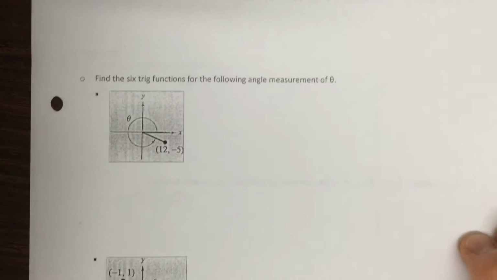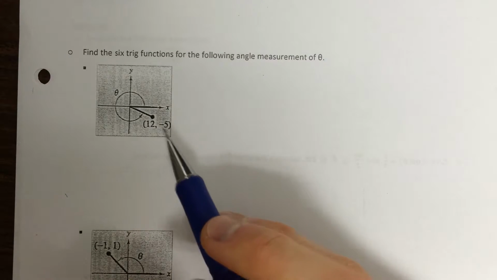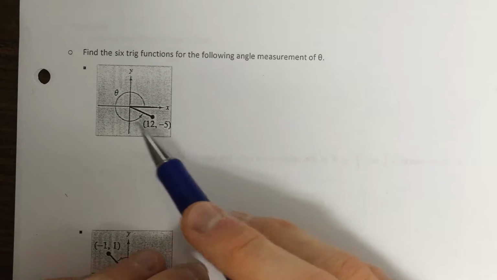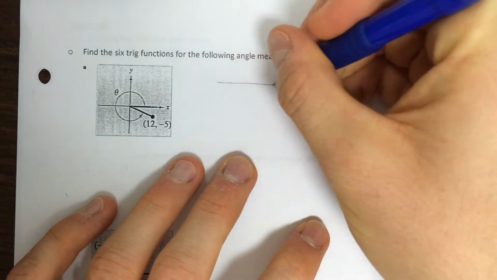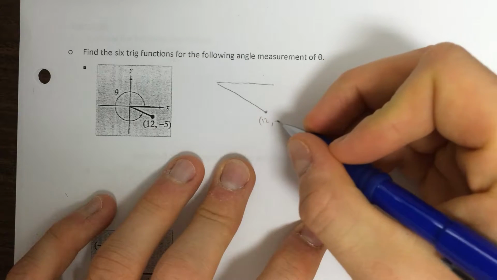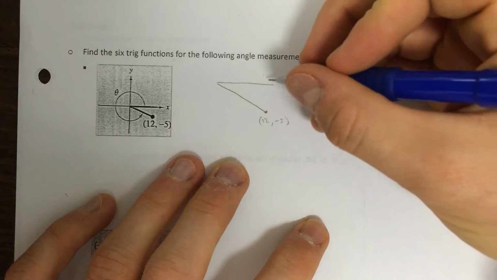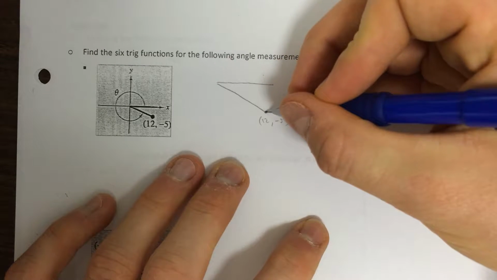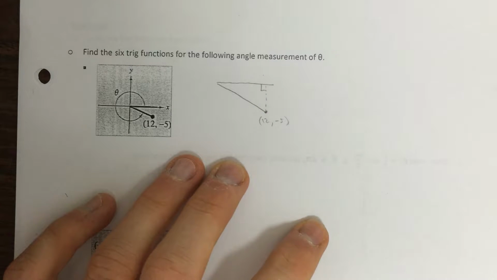If you download these guided notes, which are attached to this blog post, let's go over these two angles here. So first, we have this angle. We want to find all 6 trig functions of the following angle of measurement, theta. What we've said in class is, if I'm going to draw this angle here, this is our point 12, -5. We always want to make a triangle with our x-axis. And since our x-axis is here, I'm going to go directly up to our x-axis. This is going to create our right triangle.